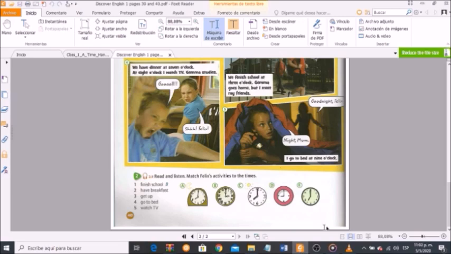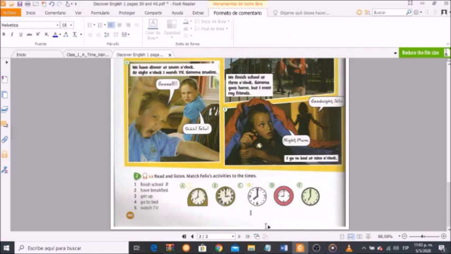Okay, let's check this. So, what time does Felix have breakfast? Very good, at 8 o'clock. But look, this is 8 o'clock, and this is 8 o'clock as well. But he has breakfast at 8 o'clock in the morning, okay? Can you see there is a sun here, and here there is a moon. So, he has breakfast at 8 o'clock in the morning. So, have breakfast. Very good.